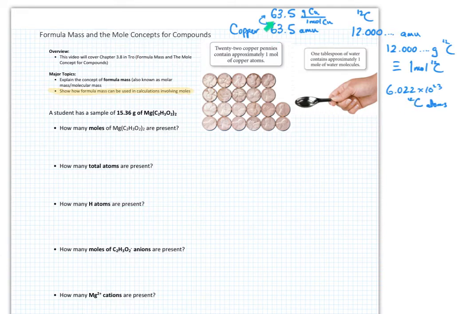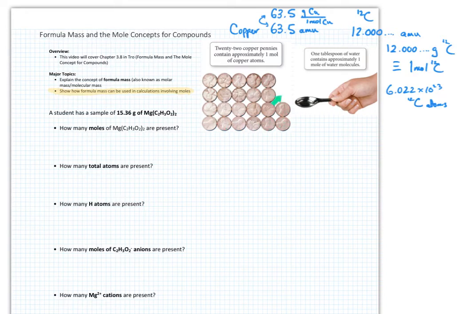So in copper, there are 6.022 times 10 to the 23rd copper atoms in 63.5 grams of copper. Why is copper 63.5 and carbon's only 12? Well, that's because a carbon atom weighs less than a copper atom. There are more neutrons and protons in the copper atom than in carbon, therefore it weighs more. That turns out to be about 22 pennies worth of copper.